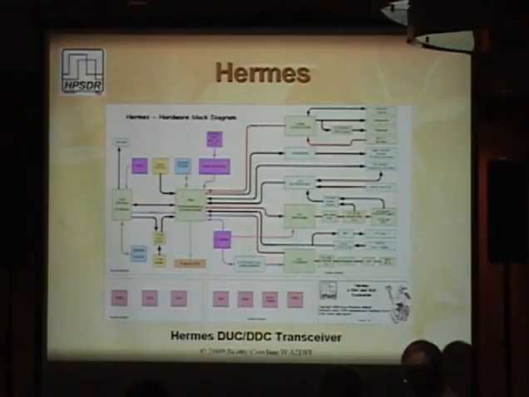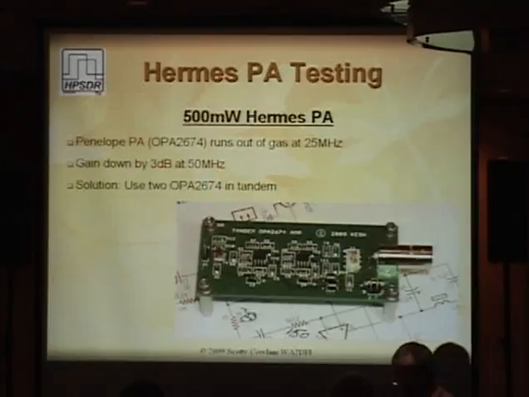3C40 is a pretty big part. And Graham is doing some testing, and this is really, I call it Hermes PA, but that's kind of incorrect. It's really going to go on Apollo. It's going to be on the matching board to Hermes. And he's made some changes from the Penelope PA. You see he's got 2 transistors here. It's basically a tandem connection, which helps you with the gain reduction at 50 megahertz.